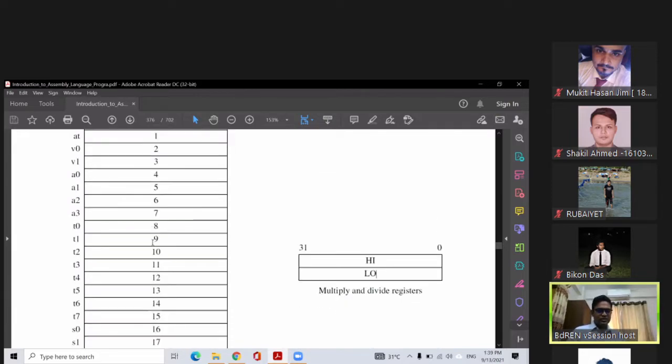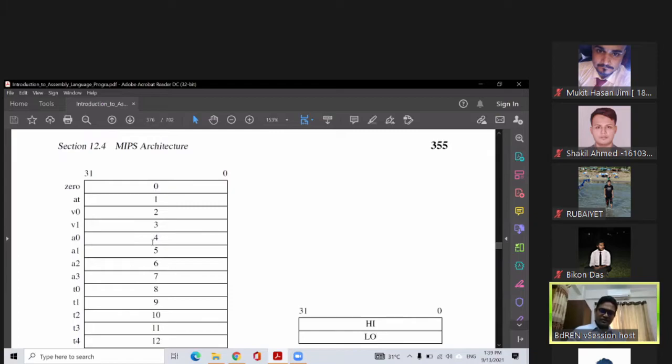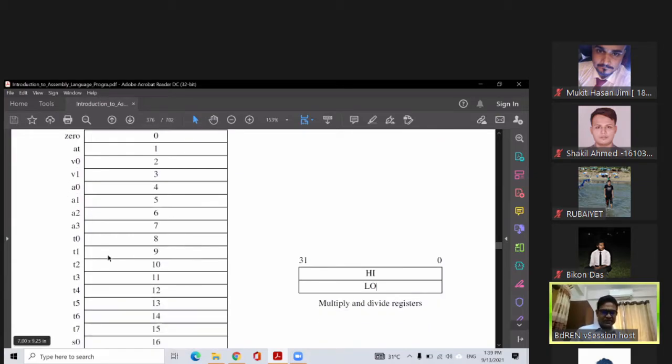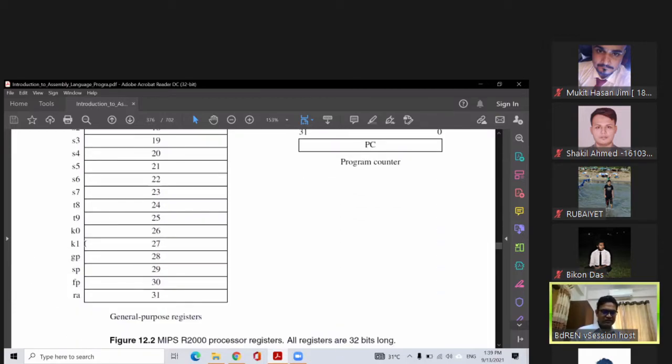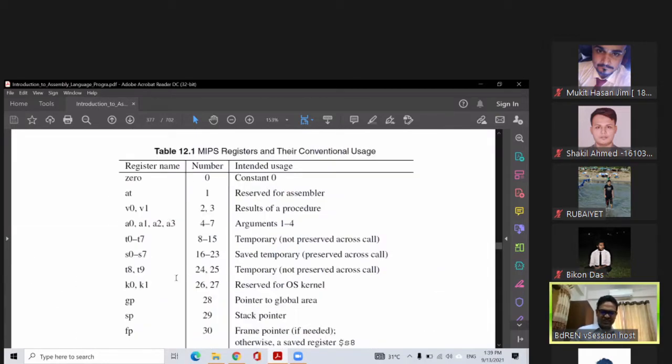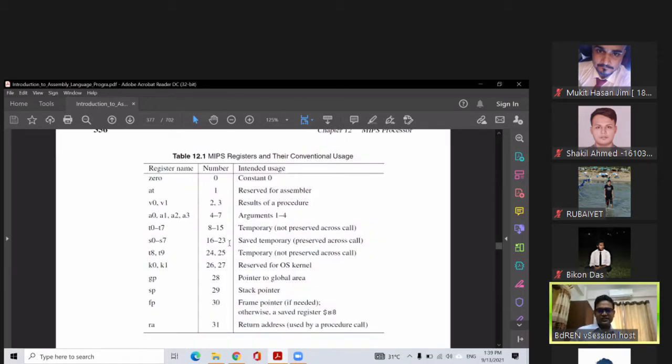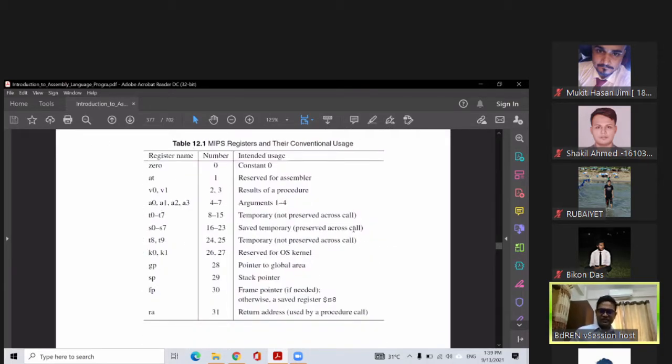And these 32-bit general purpose registers are very similar to what we used in the Pentium processor, like EAX, EBX, ECX, right? So many registers. Here we also have 0, V0, V1, A0, A1, S0, S1, T0, T1. So different types of register with different names. And there is also a table where we can see the name of the register and the special uses of the register.